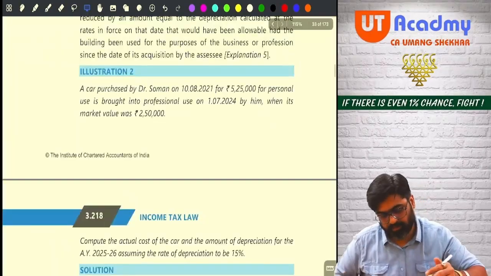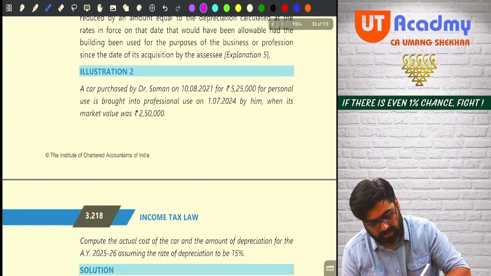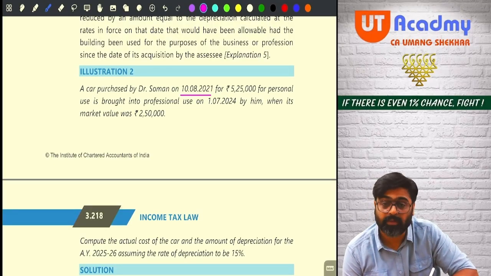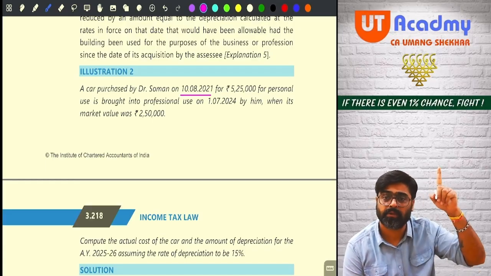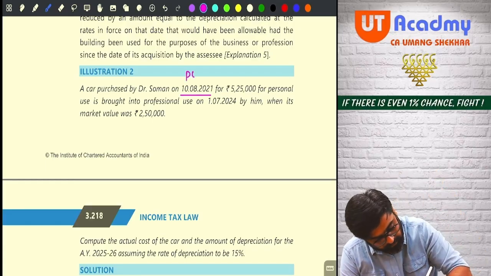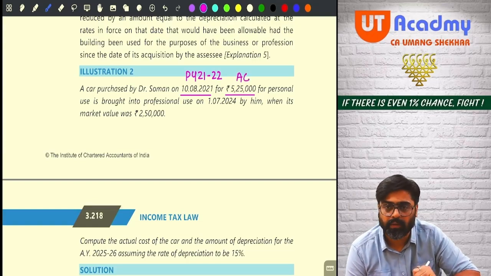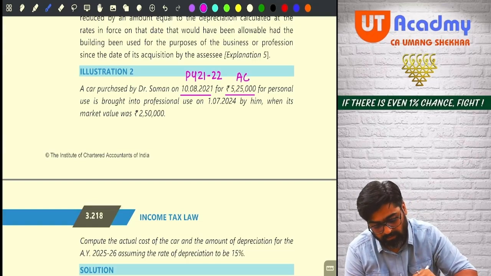Okay. Please check. A car purchased by Dr. Soman on 10th August 21. Is it purchased right now or in the past? In the previous year, 21-22, the car was purchased for 5,25,000. Can I say this was the actual cost of the car? And it was purchased for personal purpose.